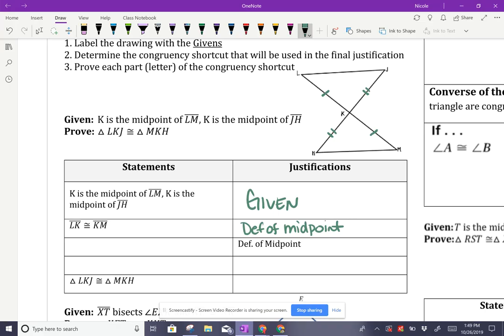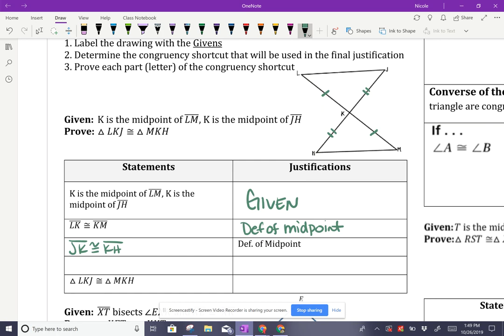So what else could we say? Our next statement is empty for us, but they told us, hey, you're going to use definition of midpoint. Well, we had a second midpoint with a second line segment, and that was with JH. So because K is the midpoint of line segment JH, I can also say that JK is congruent to KH by definition of midpoint. That's great.